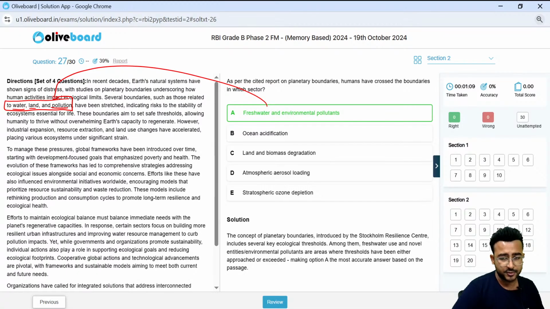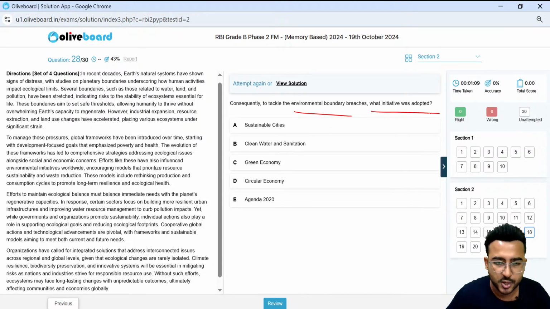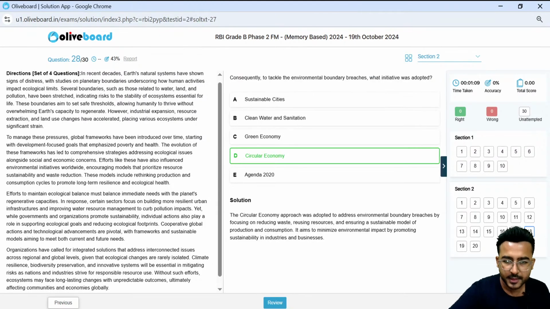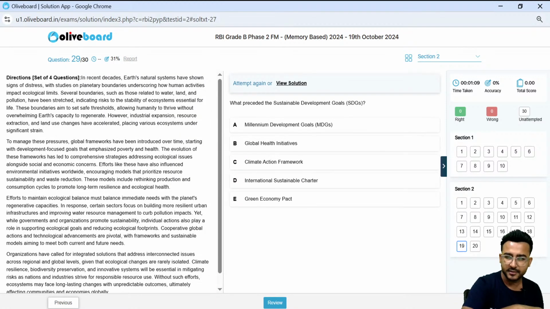Though only those students will be able to reply to the majority of the questions from this para who have read this report on planetary boundaries. Next: consequently, to tackle the environmental boundary breaches, what initiatives were adopted? Again, the correct choice here will be circular economy. Again, only those students who have read the report on planetary boundaries will be able to reply, because this is an exceptional question that came in the finance examination. This is related to the ESI part.